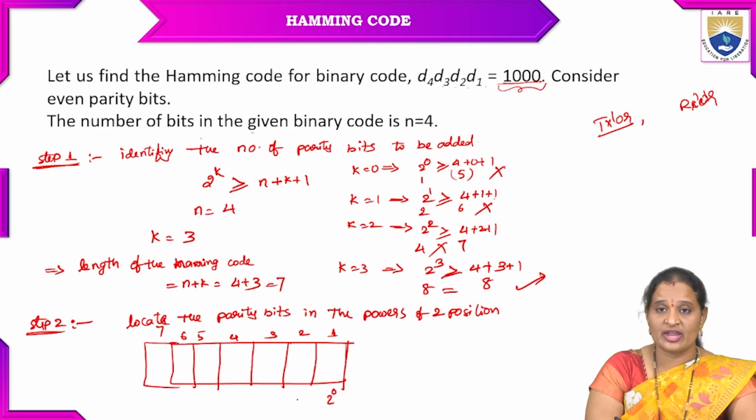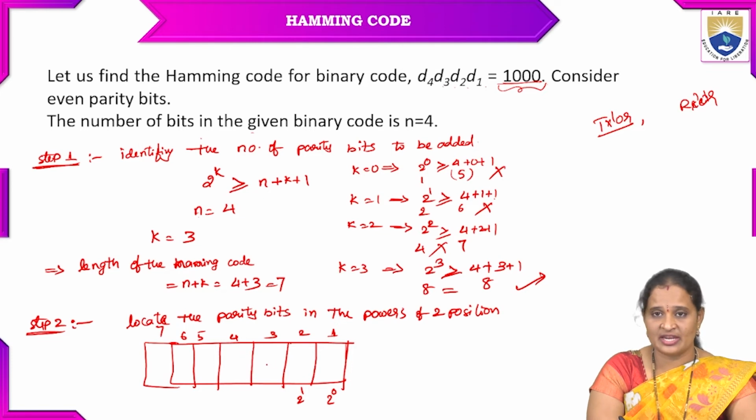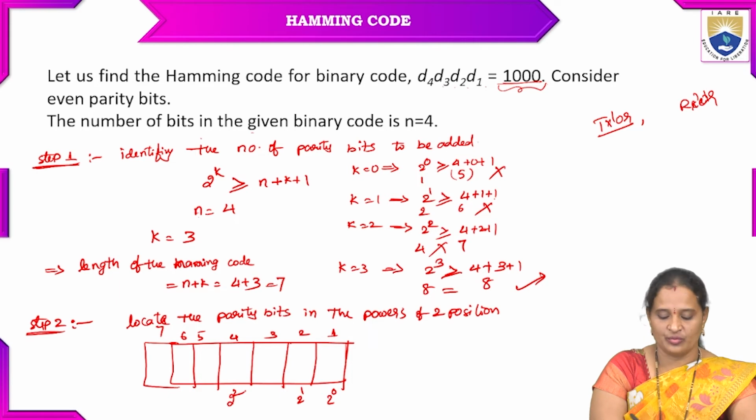Yes. Can 2 be represented as a power of 2? Yes, it is represented as 2 power 1. Can 3 be represented as a power of 2? No. 4 can be represented as a power of 2. Any other positions that can be represented as a power of 2? No. So these are the positions where we need to place the parity bits P1, P2, P3. And the remaining bits should be filled with data bits.